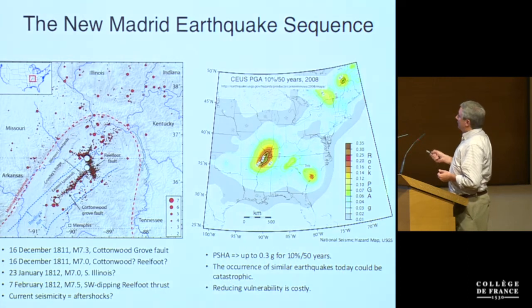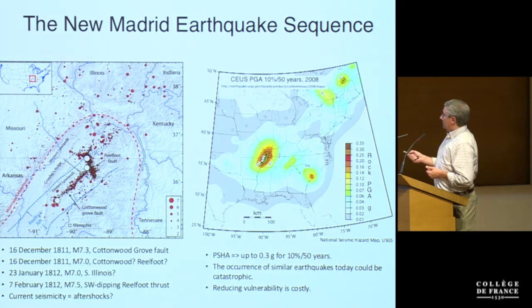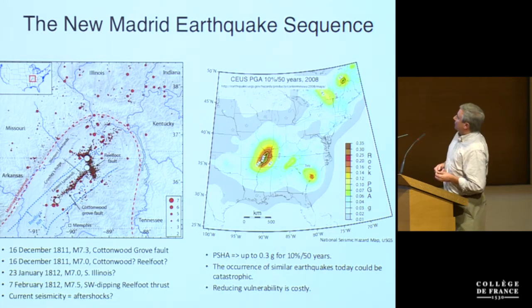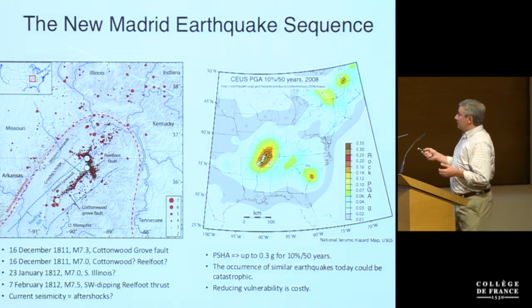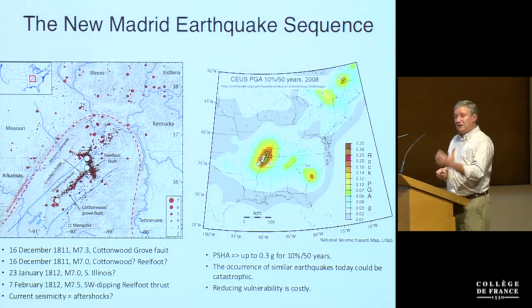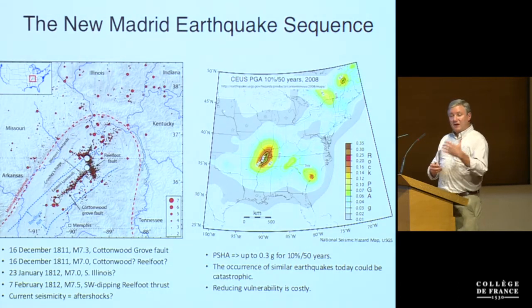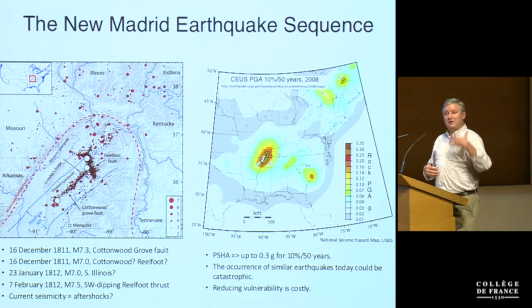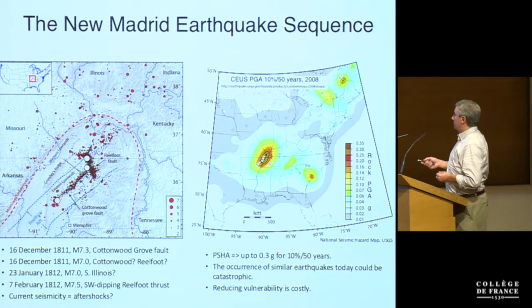And you can see here the level of ground acceleration computed in some of the, maybe not the most recent, hazard maps of the central eastern U.S. with high levels of hazard in this region, because those calculations are based on the notion that these fault zones have produced large earthquakes in the recent past and will continue doing so on a more or less regular basis for the foreseeable future.